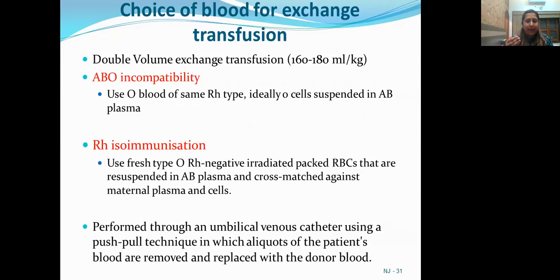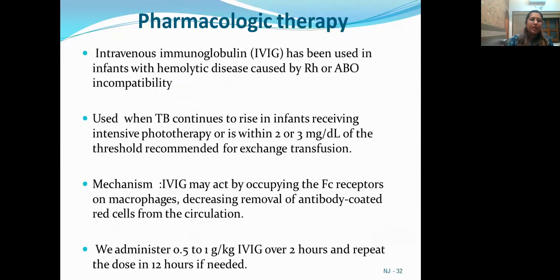Depending on the weight of the baby, 5 to 20 ml aliquots can be removed and replaced with the donor blood. Now coming to pharmacological therapy, that is the use of IVIG or intravenous immunoglobulin, which has been used in infants with hemolytic disease caused by Rh or ABO incompatibility. It is used when total bilirubin continues to rise in infants receiving intensive phototherapy or is within 2 or 3 mg per deciliter of the threshold recommended for exchange transfusion.